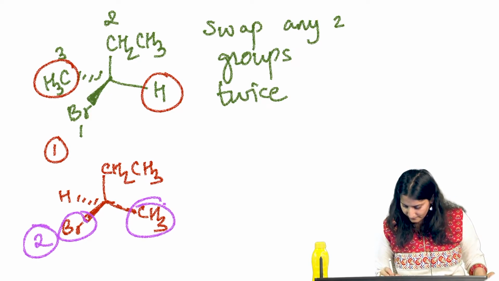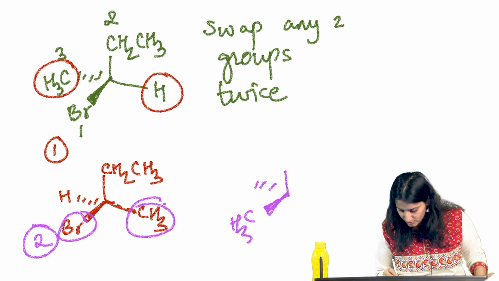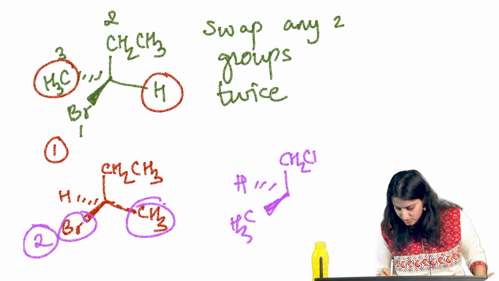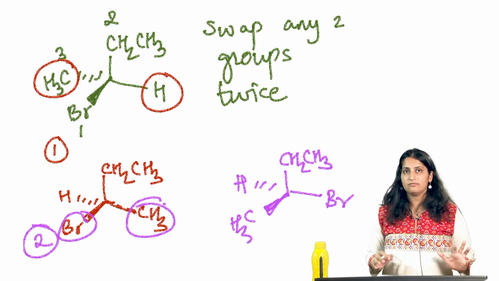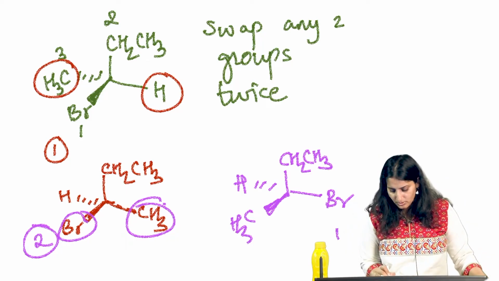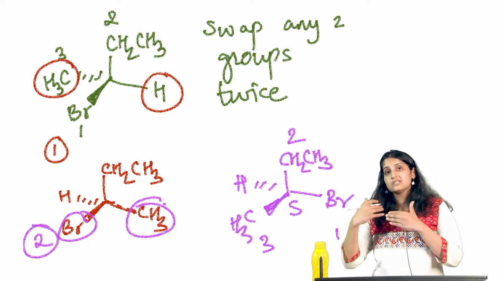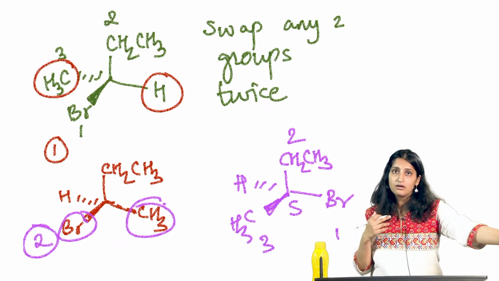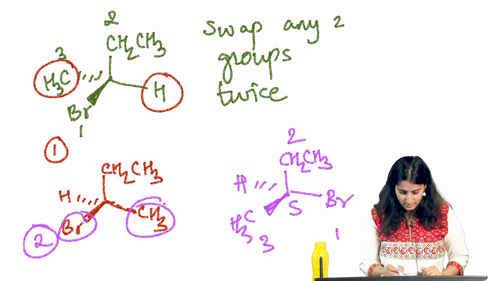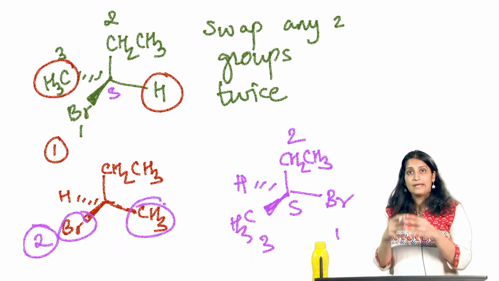So, what do I find? I will make methyl come here and hydrogen going away from you, CH2CH3 and then bromine. Now, solve this particular molecule using our regular rules. So, 1, 2, 3, it moves like S and this is S. So, since the stereo center after 2 swaps is S, the stereo center in the original one has to be S.